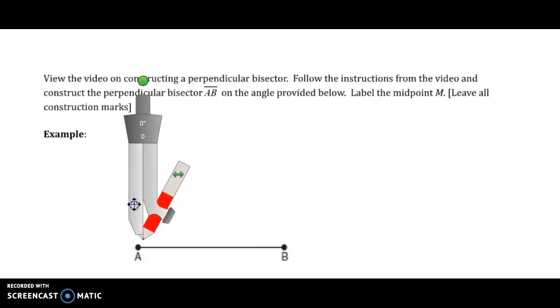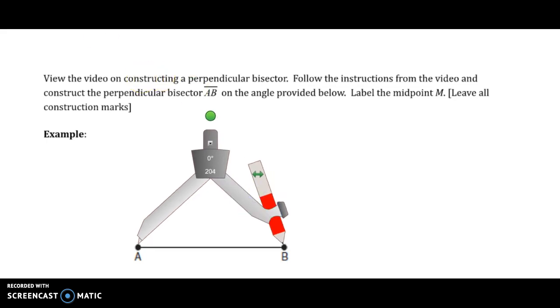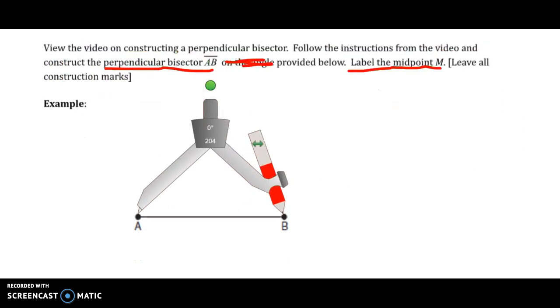This is the second video from Unit 1, Lesson 2 on constructing bisectors. We're going to construct a perpendicular bisector on AB, not an angle, so you can cross it out. AB is provided below, and we're also going to label the midpoint M. Leave all construction marks, so the arcs and points that we make using the compass and your ruler are to be left. If you erase them, you have erased your work. So you want to make sure that you leave those.